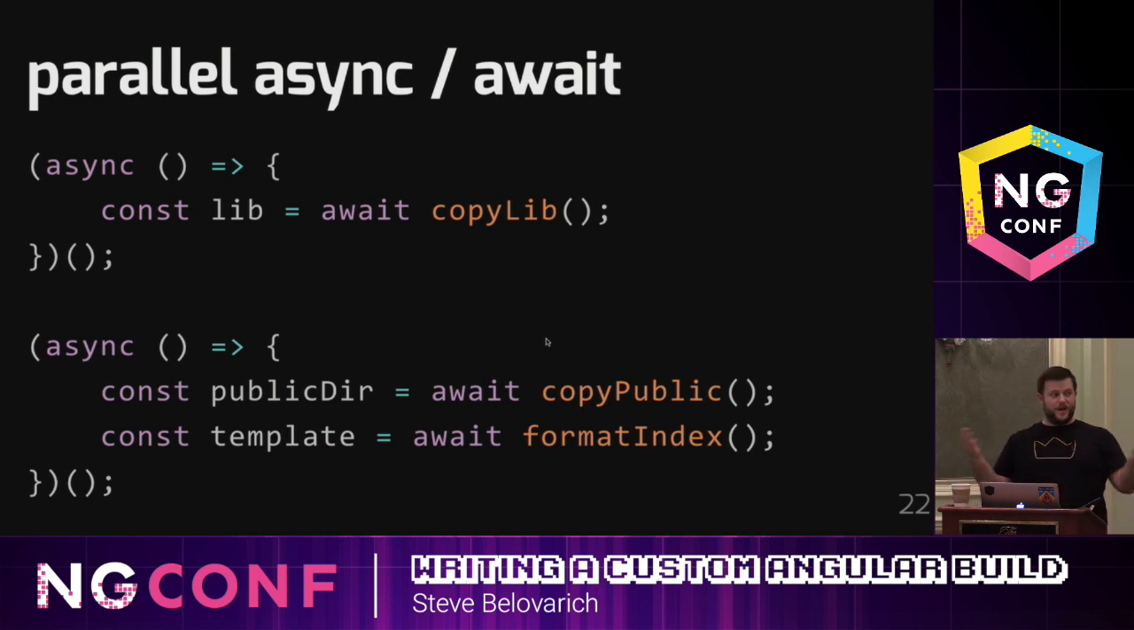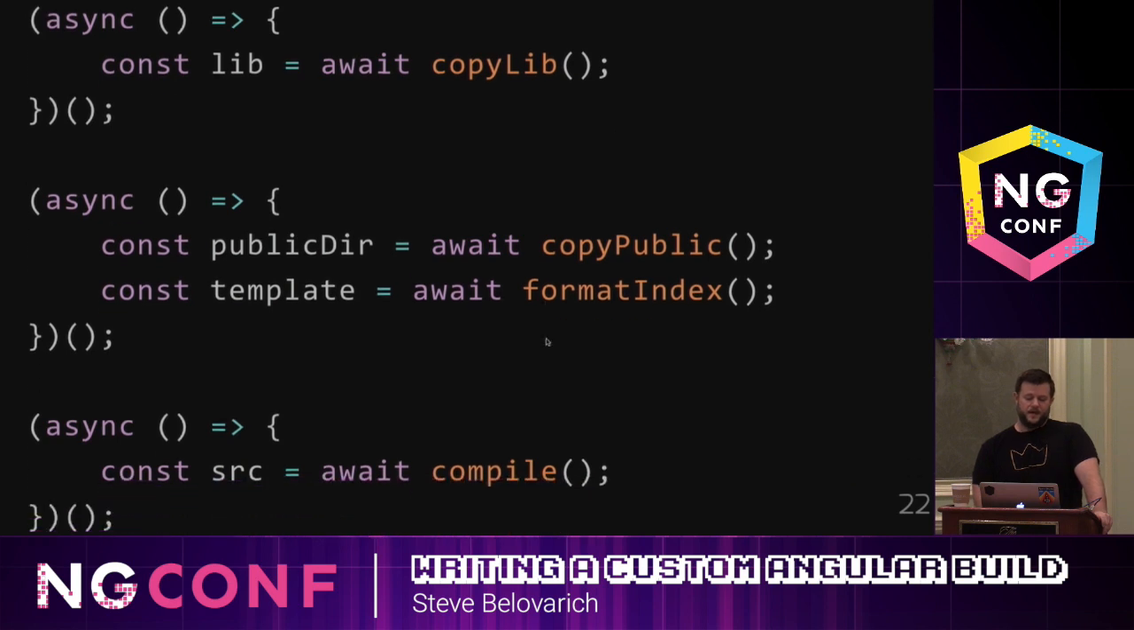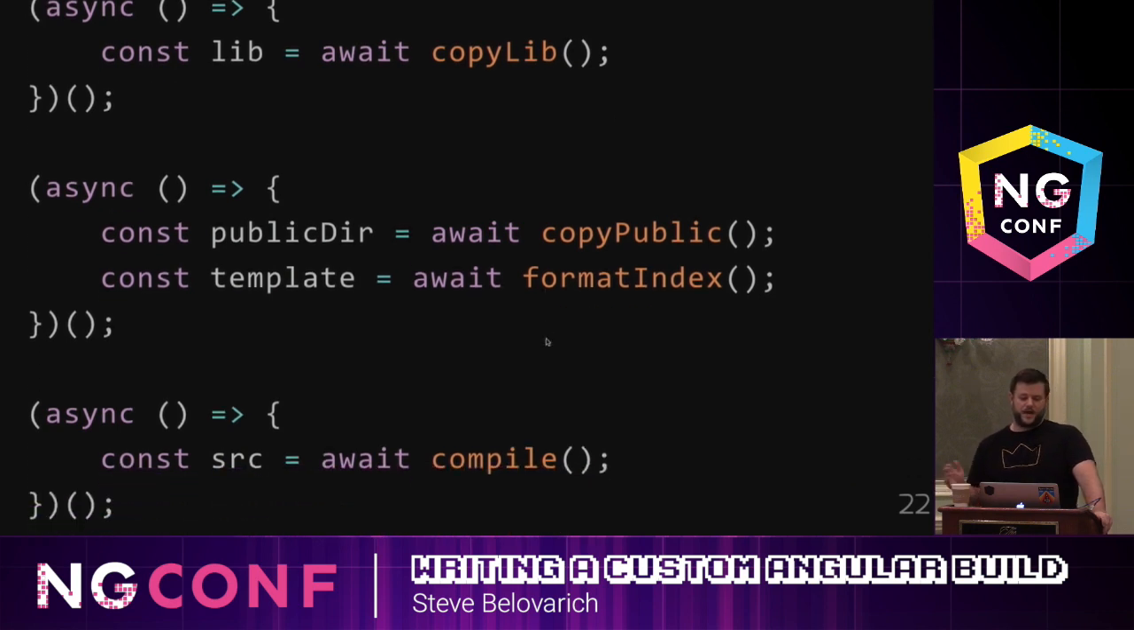Now, this is just one way to write a Node script to do this. It seemed to be one of the simpler ways to get the point across for this demo. But it is also a fairly performant way to do it. So we have these immediately invoked function expressions that call on async. And inside of them, we will await all of the methods that we are going to run today for our build.